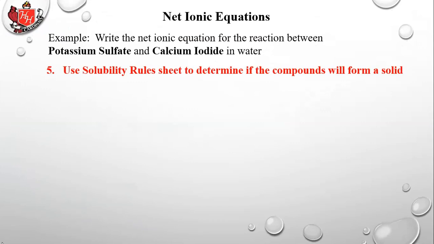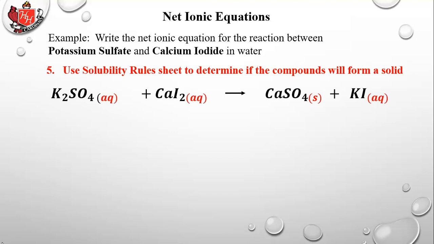So step 5, use the solubility rule sheet to determine if the compounds will form a solid. That is to say, they won't dissolve. So there we have the reaction that we just wrote with the subscripts. So what does aqueous mean? It means that K2SO4 is not going to really form a compound in solution. It's going to dissolve because your solubility rules, if you have that sheet in front of you, say K, potassium, dissolves with anything. SO4 dissolves with almost anything, but K dissolves with anything. So they're going to come apart in solution.